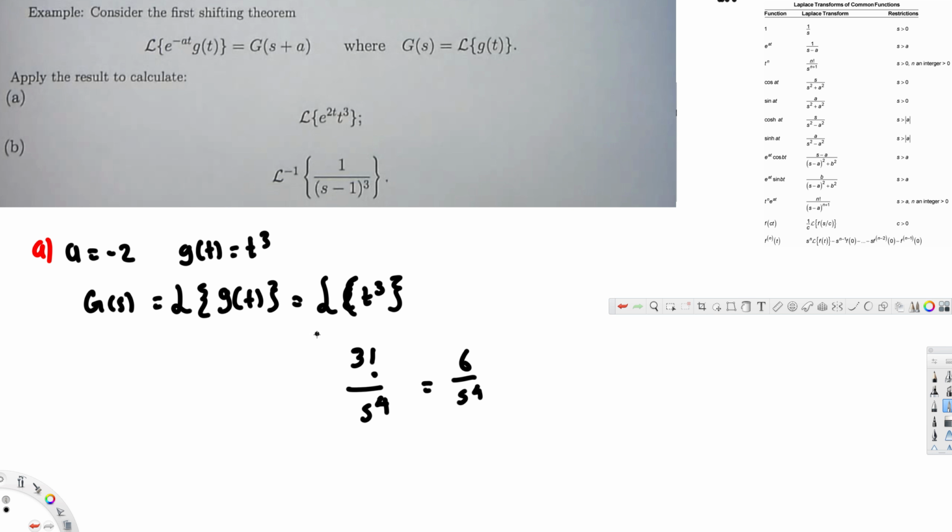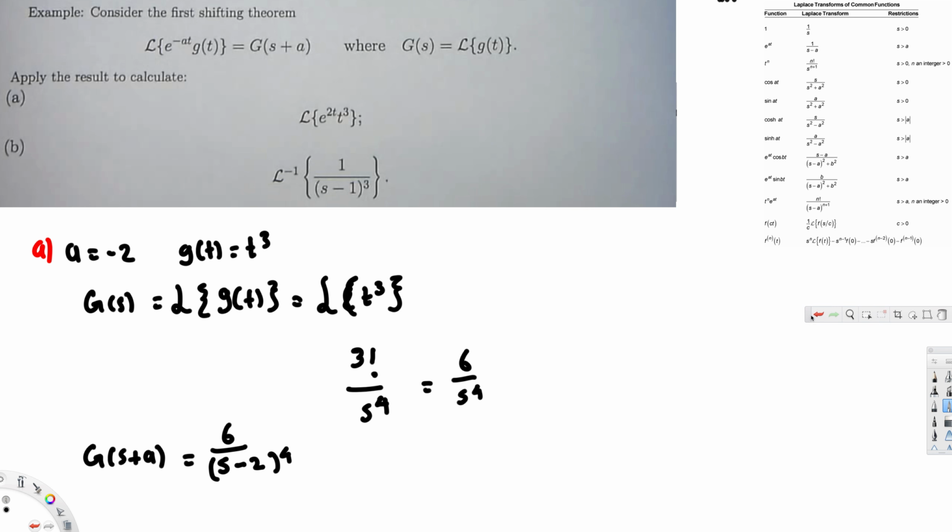Now what we are going to do is apply this a is equal to negative 2, then G of s plus a is going to become 6 over s, in our case a is equal to minus 2, power 4, and that's going to be the first shifting of this given function. Okay, that's how we do this.